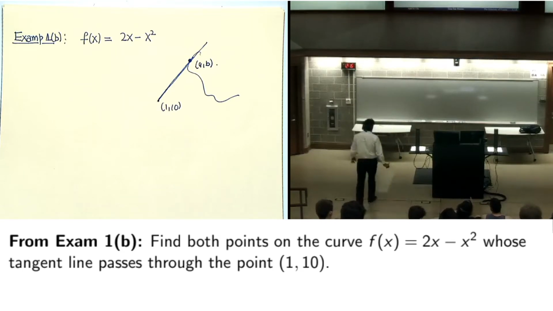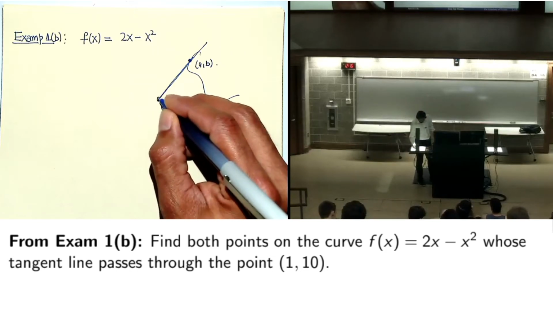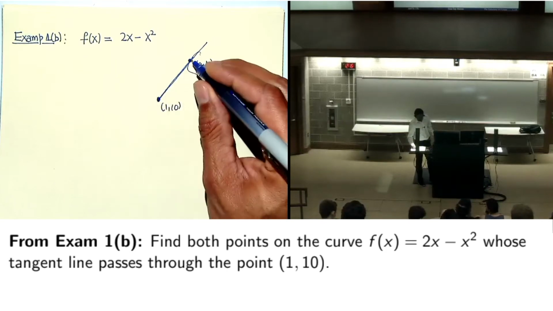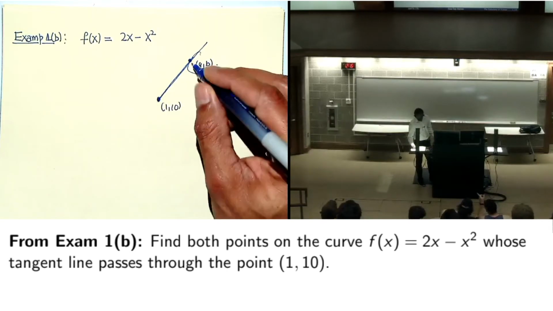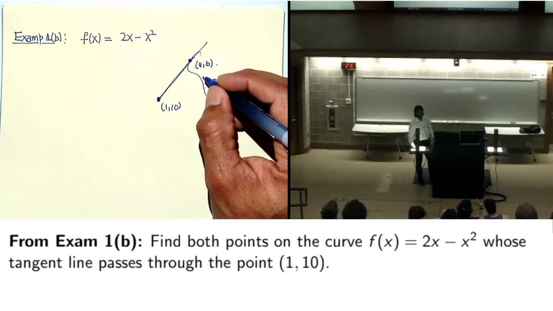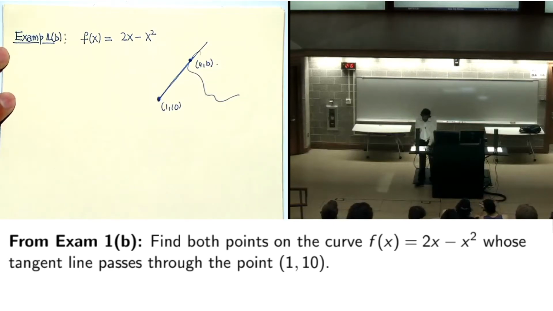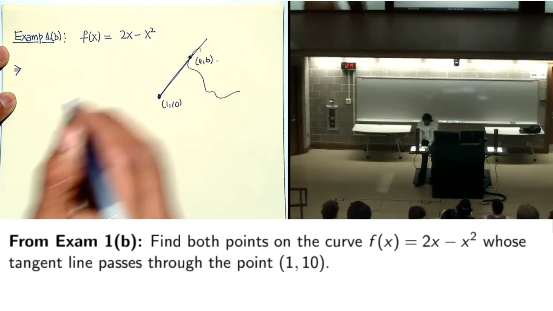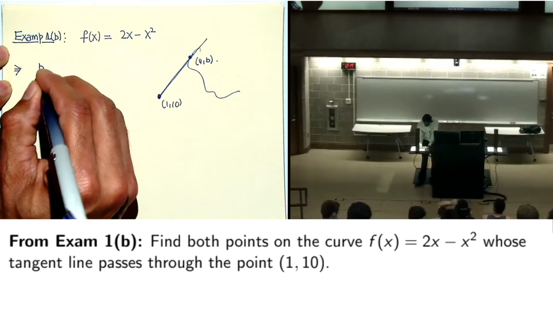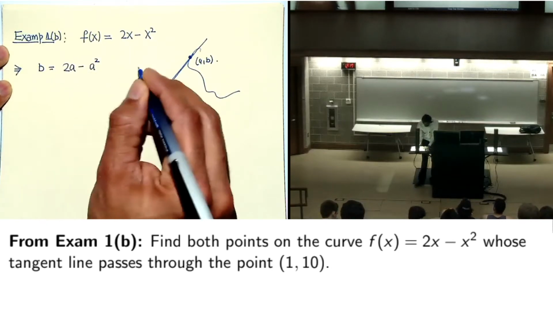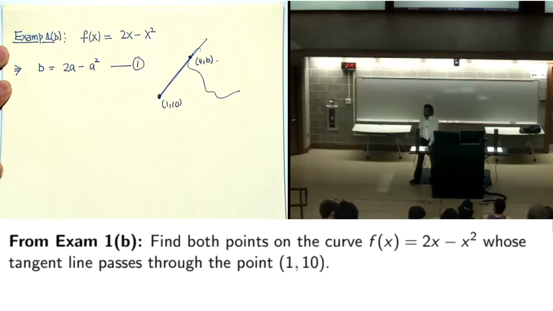Okay? But at this moment, I can assume that I want to find the point. See, if I draw a line which is a tangent to the curve, meeting the function at this point, x is equal to a, y is equal to b. So one thing is immediately clear. If this point is on the graph of the function, then b is equal to 2a minus a square. Anyone have any doubt about this?